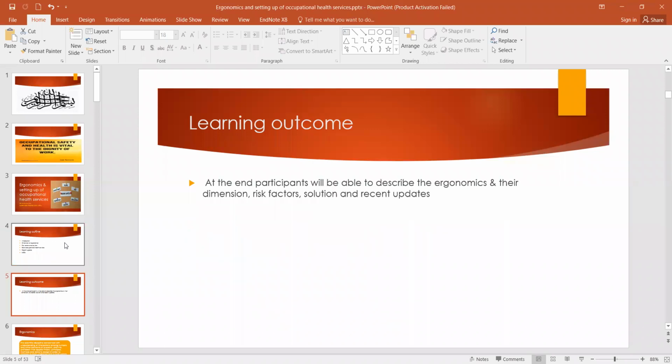At the end of this presentation, participants will be able to describe ergonomics, their dimensions, risk factors, solutions, and recent updates.